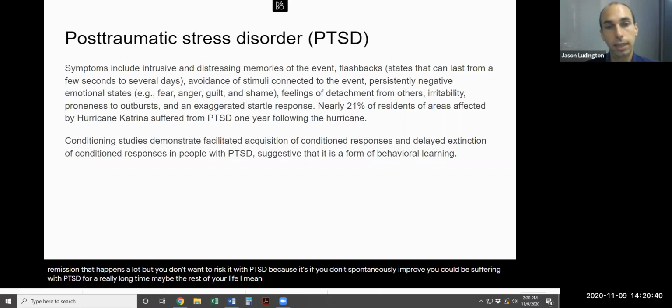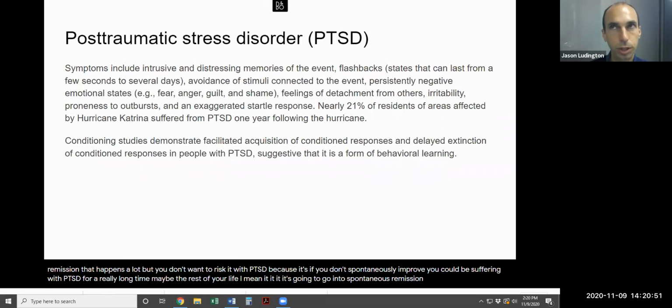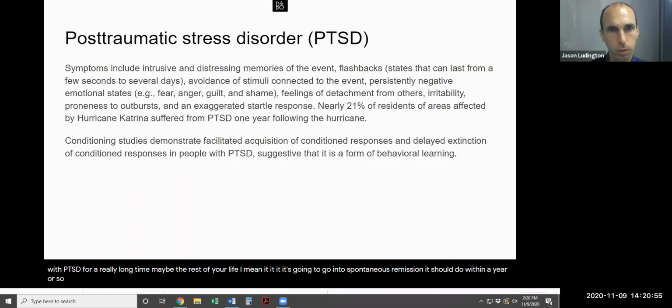If it's going to go into spontaneous remission, it should do so within a year. So within a few months, really. We could even say within a few days, because what are we talking about when we say should? The sooner you get better from it, the better.